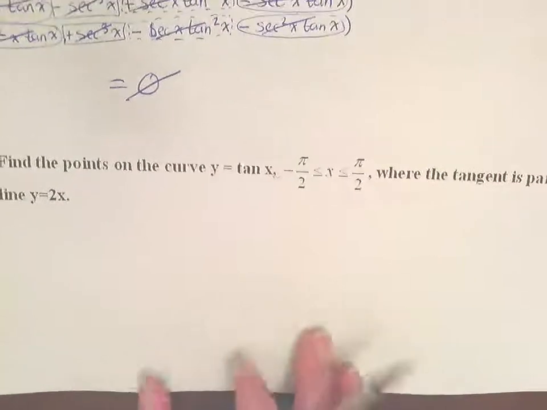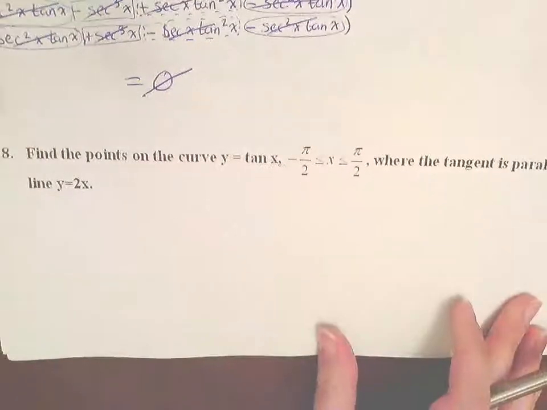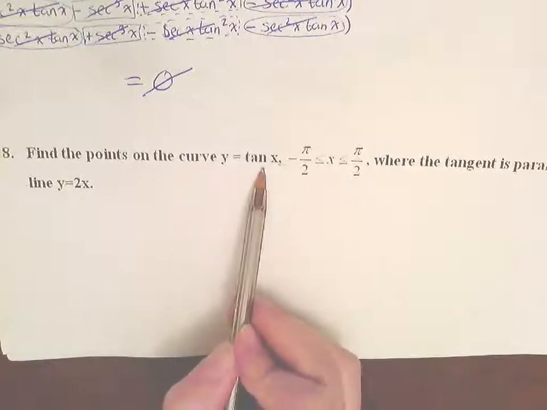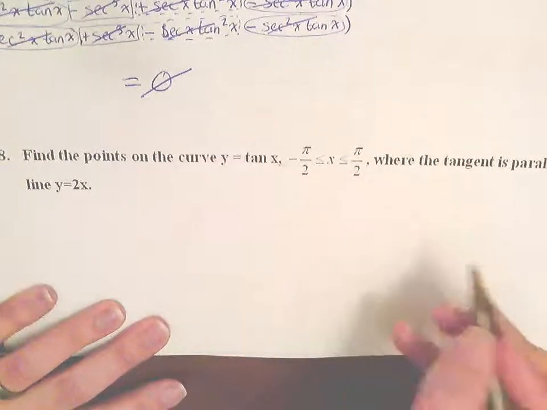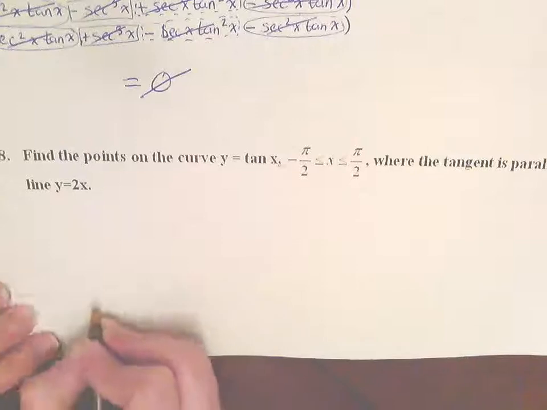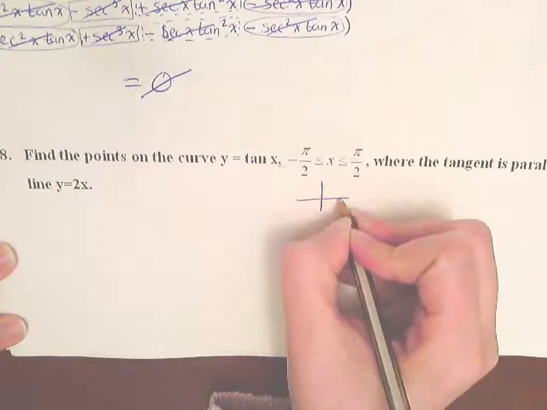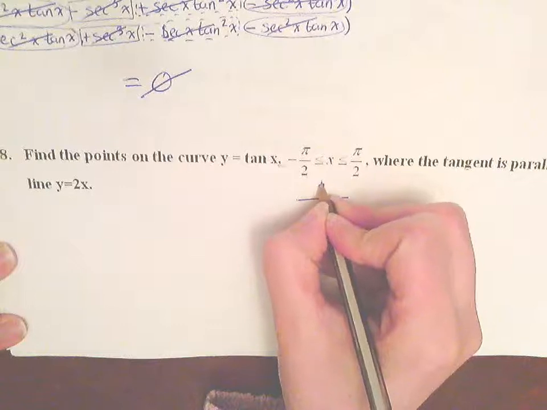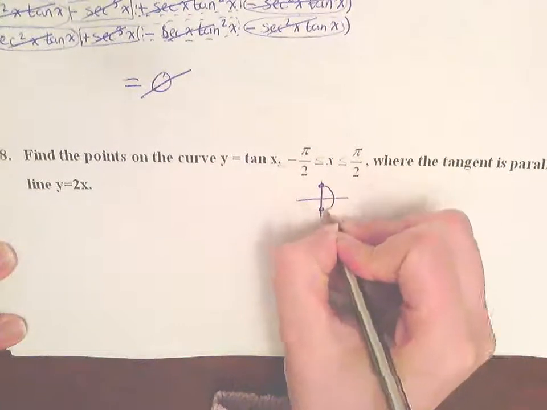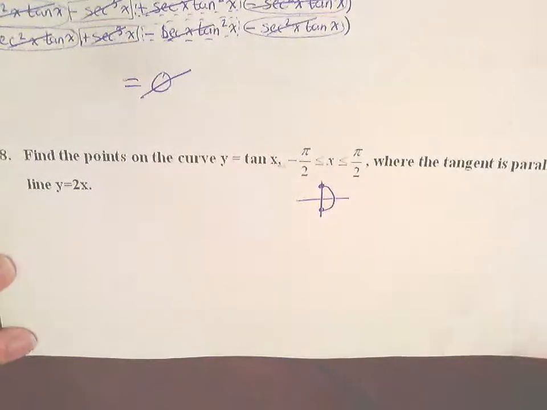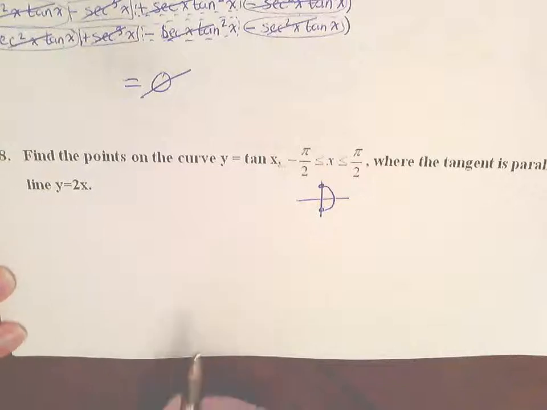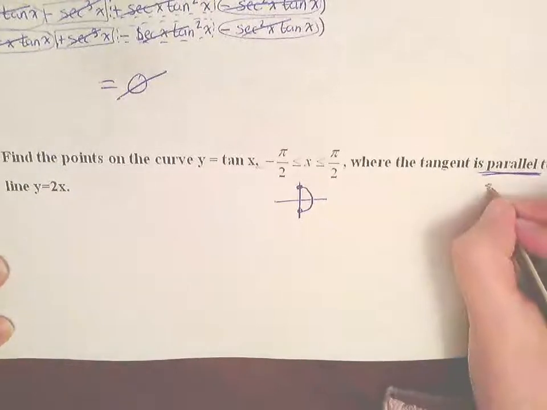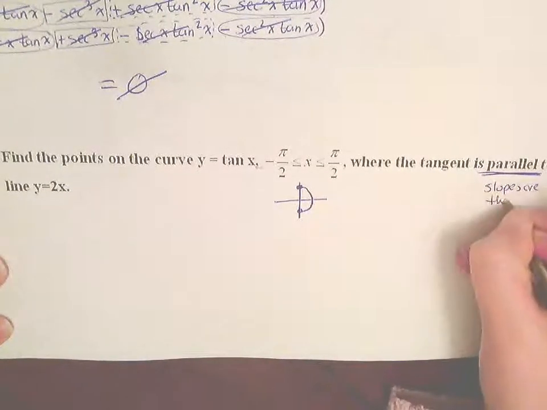Alright, next up, we're going to find the points on the curve y equals tangent of x from negative pi over 2 to pi over 2. That's all the ones that we're going to worry about. I'll just draw a half circle right here, from pi over 2 to negative pi over 2. So we only care about this part of the unit circle, where the tangent is parallel to this line. If you remember, two lines that are parallel, what's special about them? Their slopes are the same.